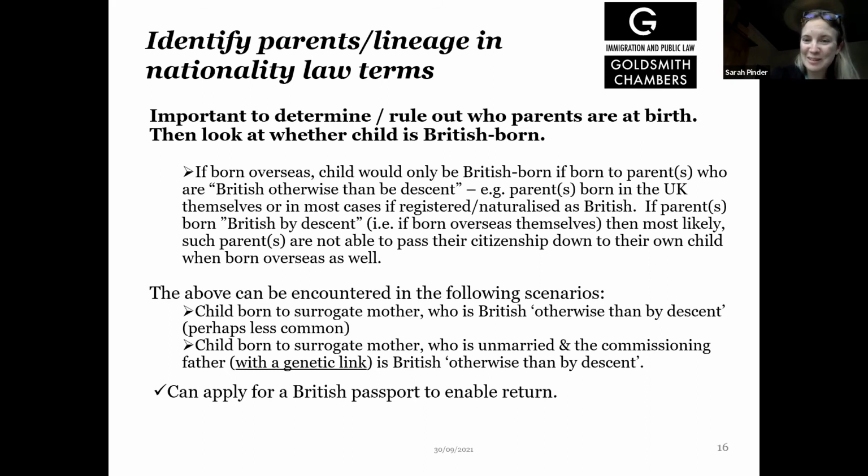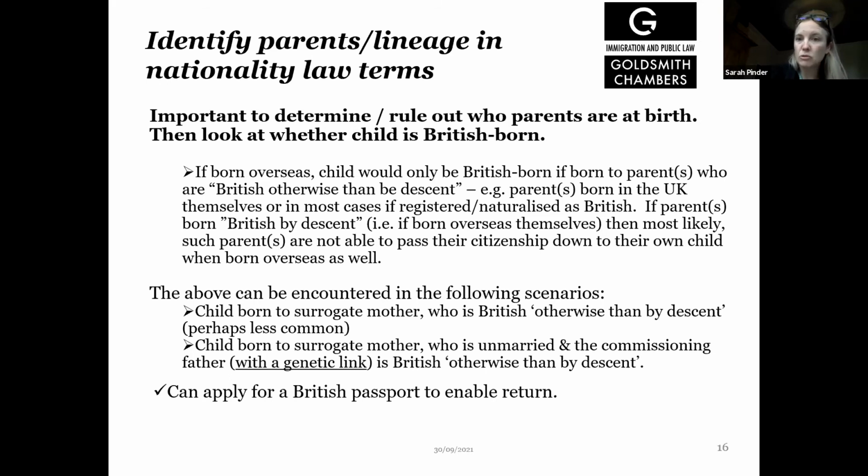And the last factor that we need to tick all of those boxes is that the intended parent father needs to also be British, otherwise and by descent. So that father would then be able to show their biological link, will be able to show that they're the natural father, coming back to that definition in nationality law, and so would be able to pass down their citizenship to the child automatically at birth.